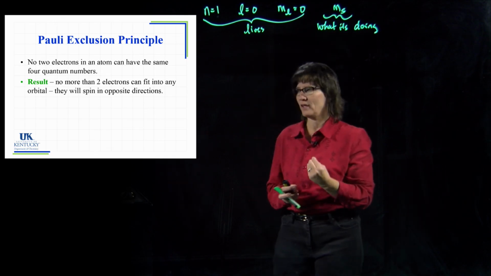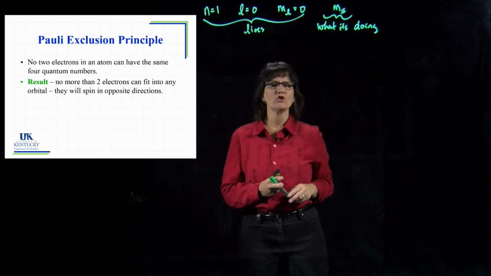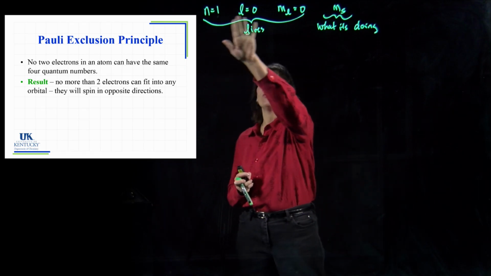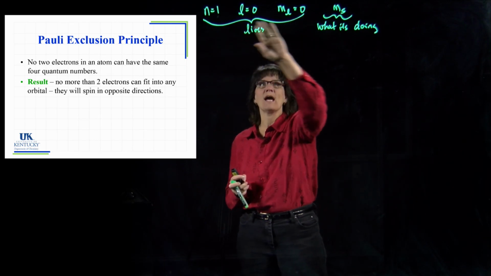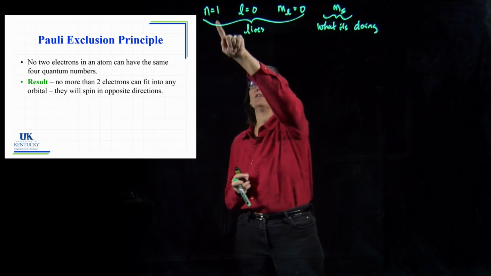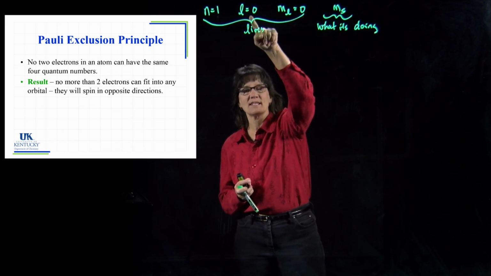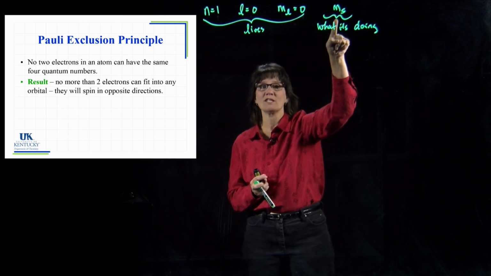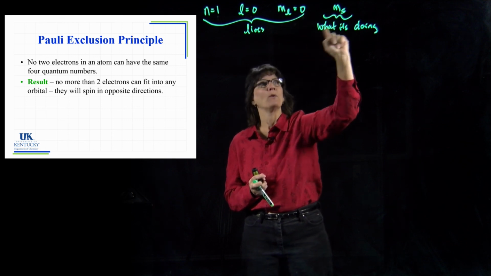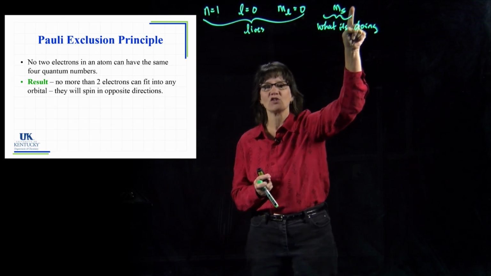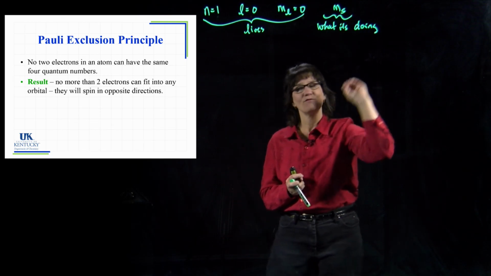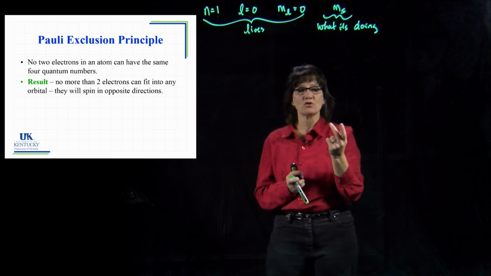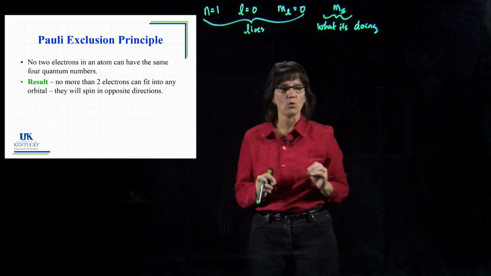The result of this is that you can have no more than 2 electrons in any orbital, okay? Because all 3 of these numbers together define right down to the orbital it lives in. It lives in the first shell, it's in the S subshell, it's in this orbital, and we can have 1 electron spinning one direction, and we can have 1 electron spinning the other direction. That gives m sub s a different value. So as long as you have 2 electrons spinning in the opposite direction, they can exist in that orbital.